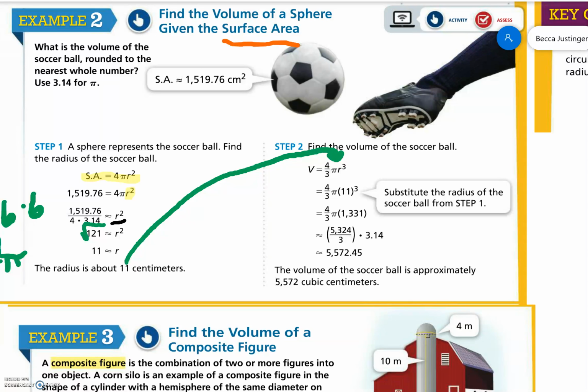So plugging 11 in, we have to do the exponent first, substitute. Then 11 times 11 times 11 is 1,331. Then we can multiply, put 1,331 over 1, multiply straight across. 4 times 1,331 gives us 5,324, and 3 times 1 equals 3. So then that's times 3.14 for pi, so the volume is 5,572.